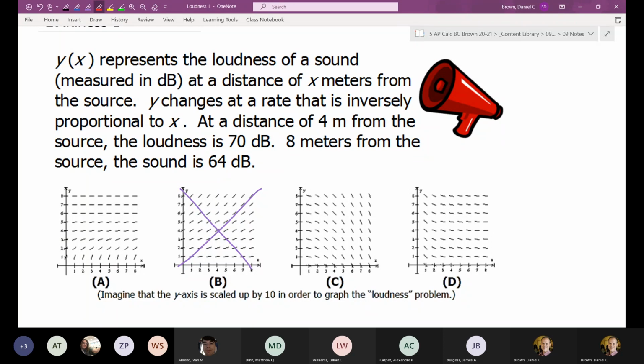And we have at a distance of, I'm going to go ahead and draw it. 4 would be 70. We're counting that y-axis by 10. And at 8, it's 64. 4 is at 70. 8 is at 64.